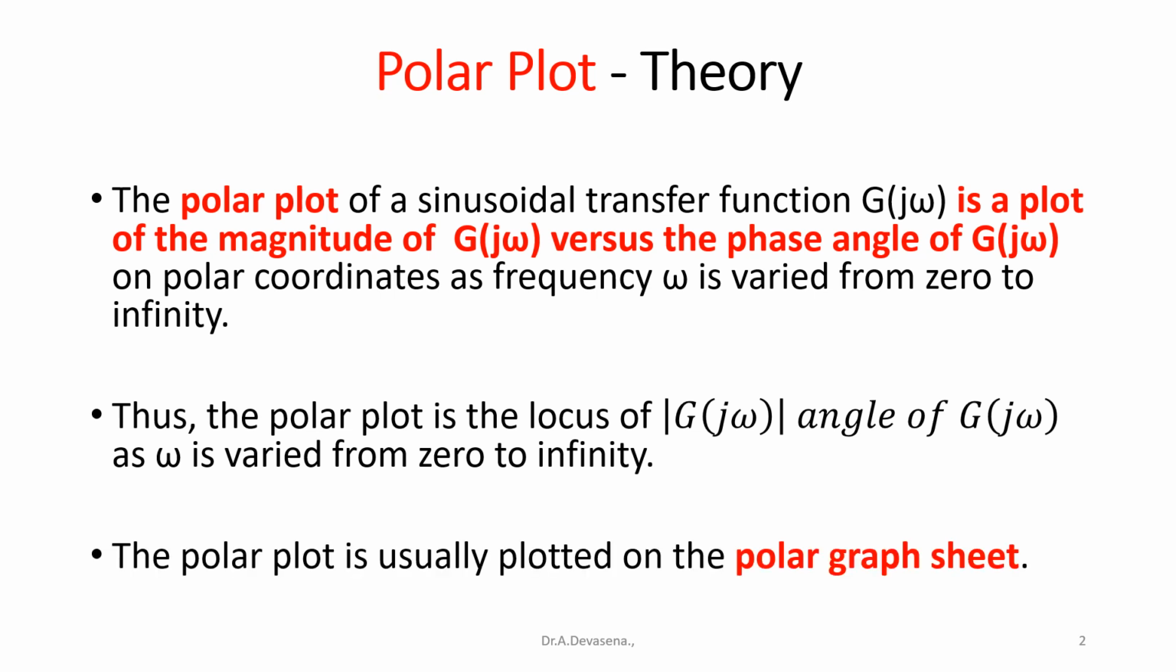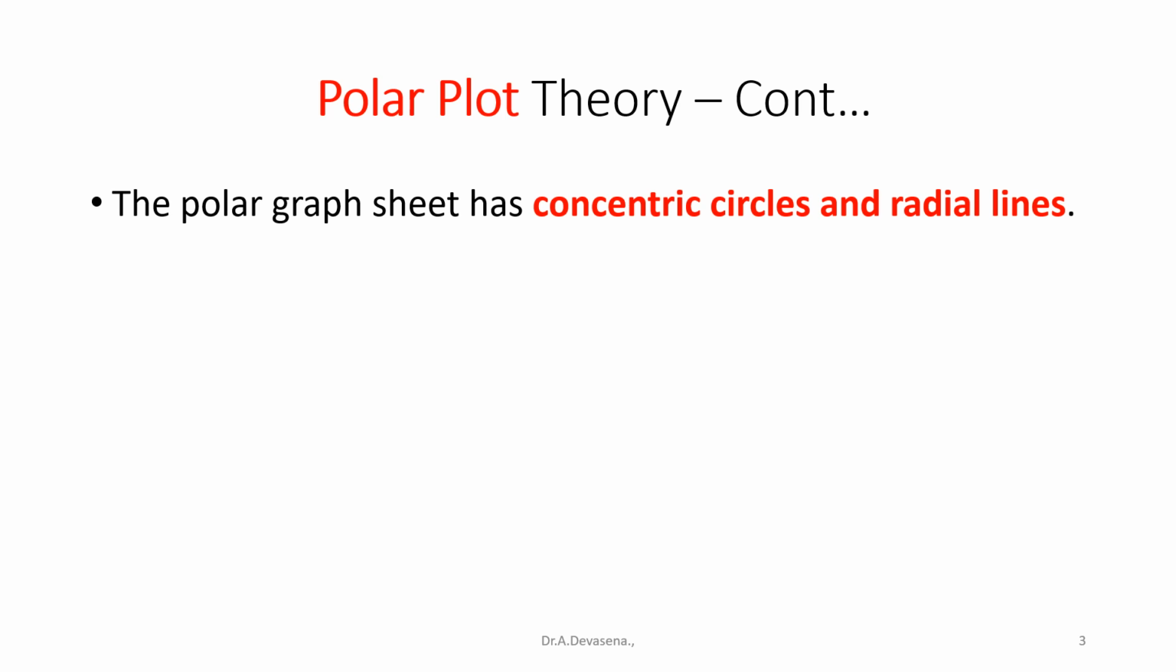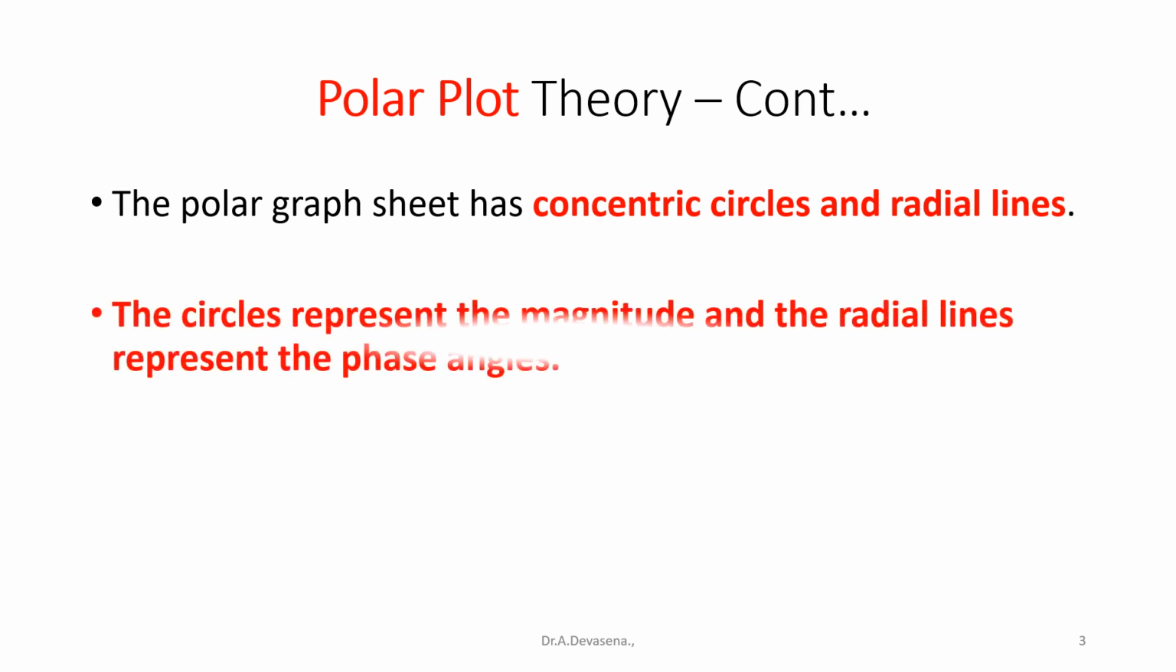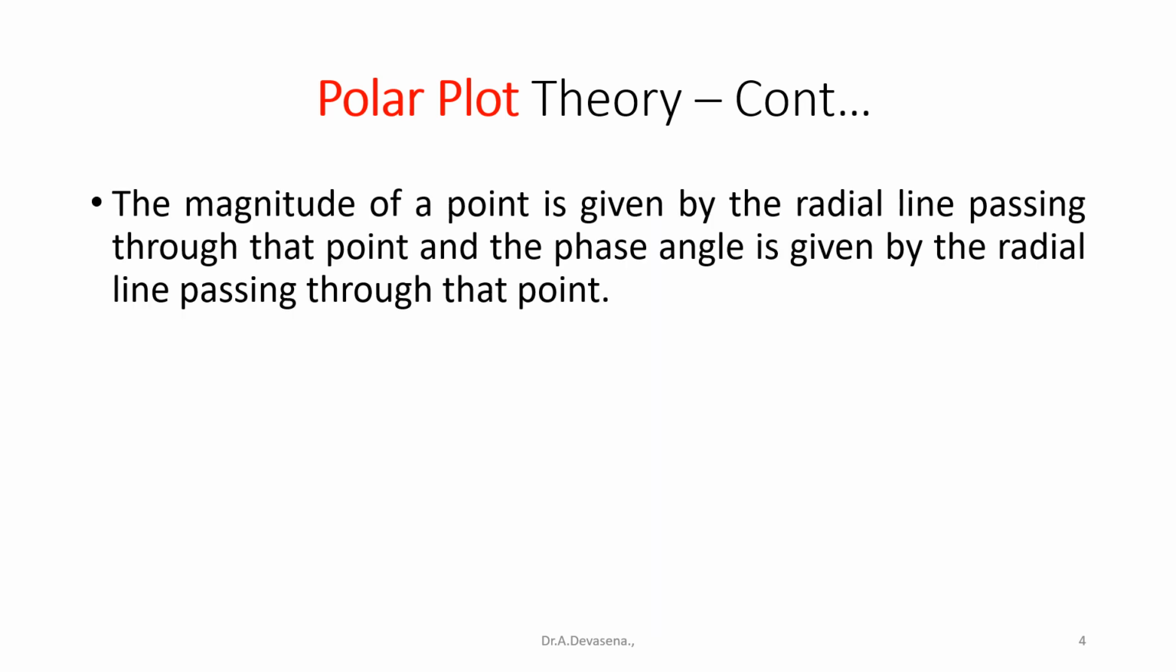The polar plot is usually plotted on the graph sheet. The polar plot has concentric circles and radial lines. The circles represent the magnitude and radial lines represent the phase angles. Each point on the polar graph has a magnitude and phase angle. The magnitude of a point is given by the circle passing through that point, and the phase angle is given by the radial line passing through that point.